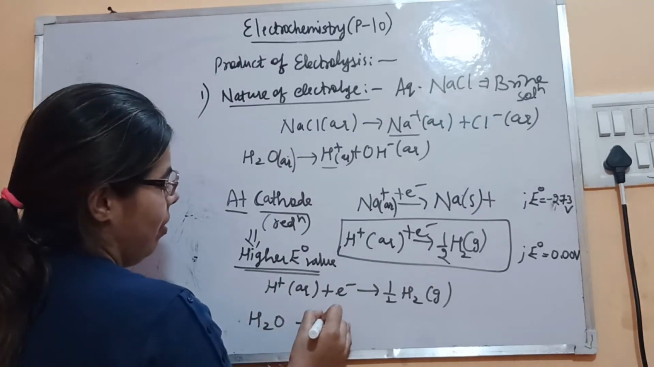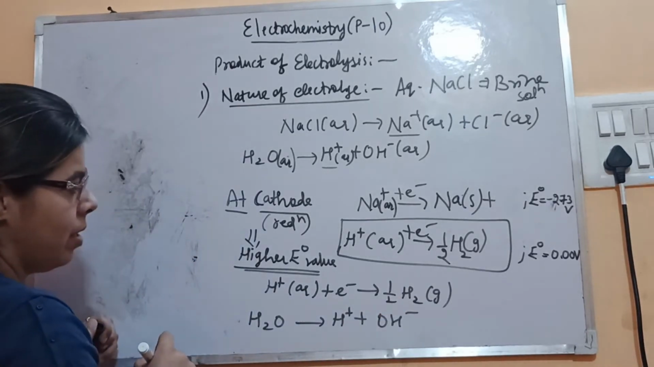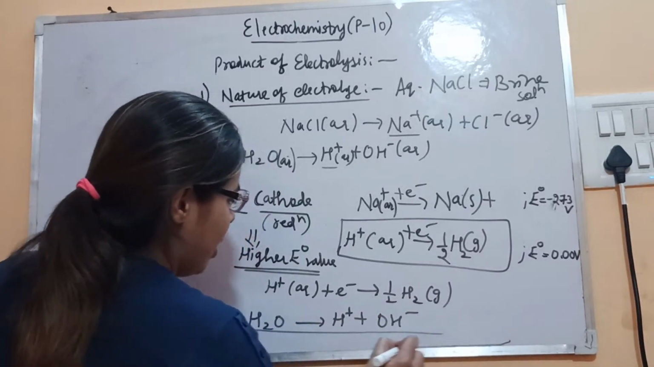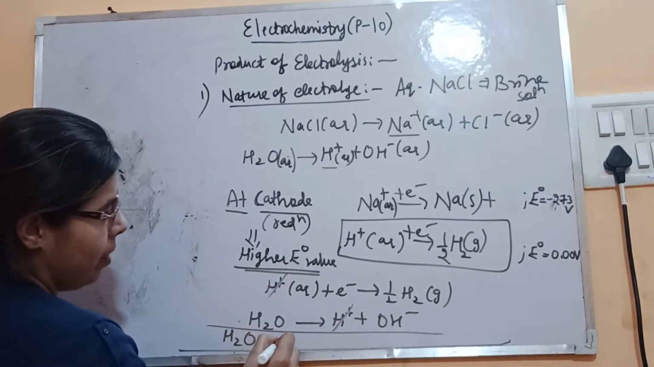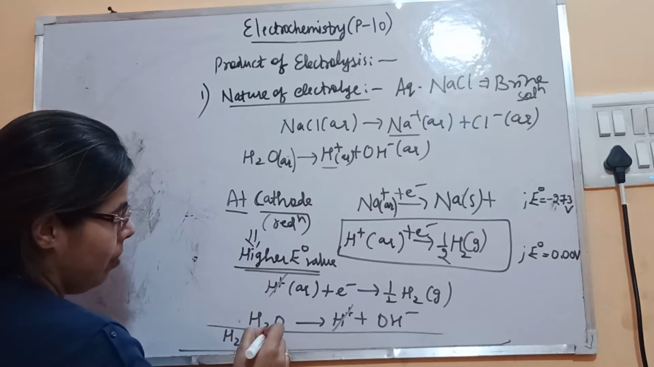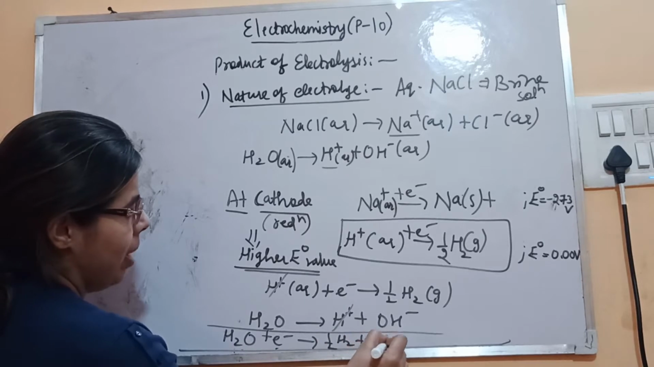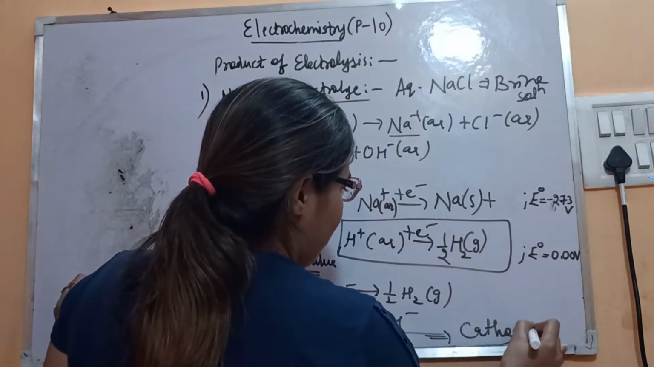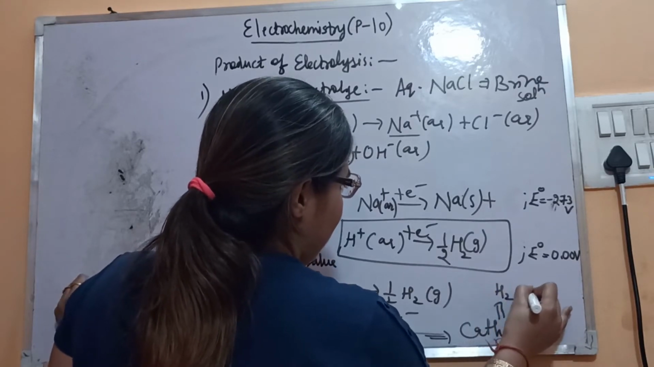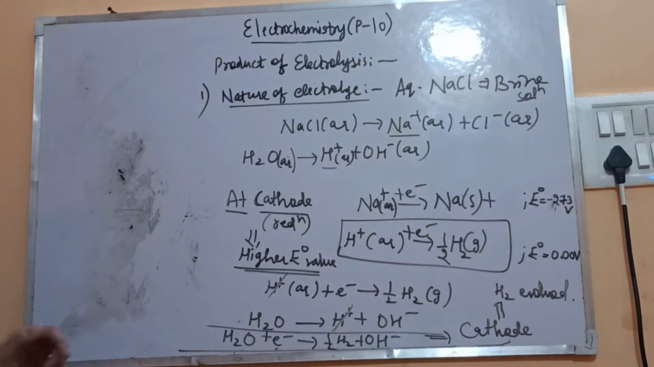In water, if we dissociate water, what we will get? H+ and OH-. Write down the overall reaction. What we will get? This will get cancelled out. So water plus electron gives you half H2 plus OH-. So this is the reaction taking place at the cathode, that is, hydrogen is getting liberated or evolved. So on the basis of E naught we have to decide the formation of the products.